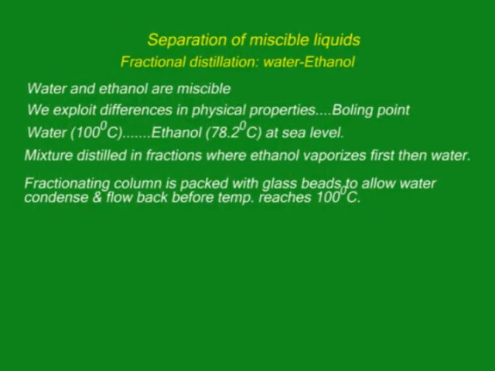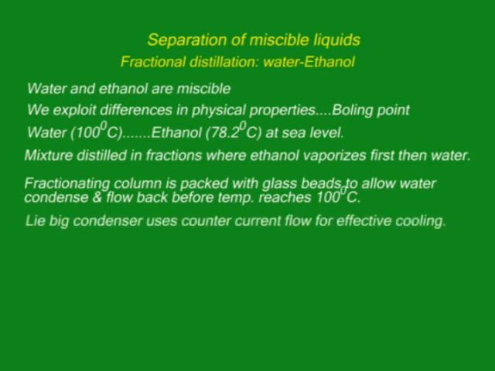The fractionating column allows any water that vaporizes before 100 degrees Celsius is attained to condense and flow back into the round-bottomed flask. It is packed with glass beads to increase the surface area for condensation. The Liebig condenser uses countercurrent flow for effective cooling.